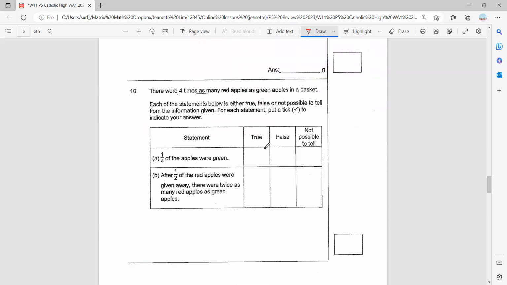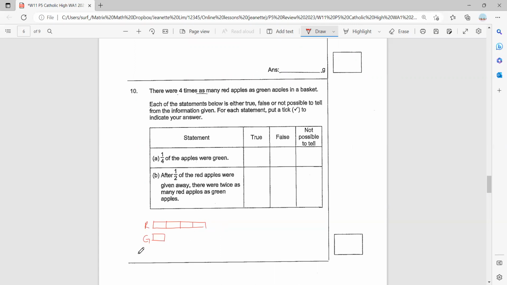Okay, there were 4 times as many red apples as green apples. So let's just show this first. There were 4 times as many red as green, like that. Okay, A, 1/4 were green. Is it true? Yeah, that's true. You look at this, 1/4 were green.